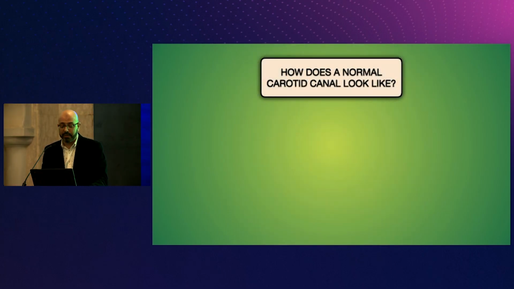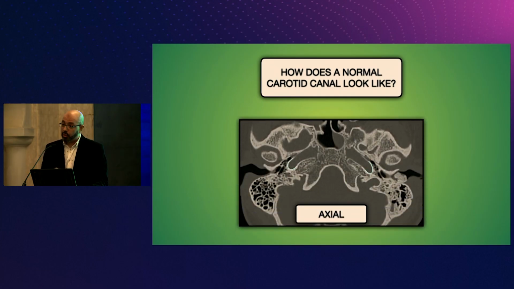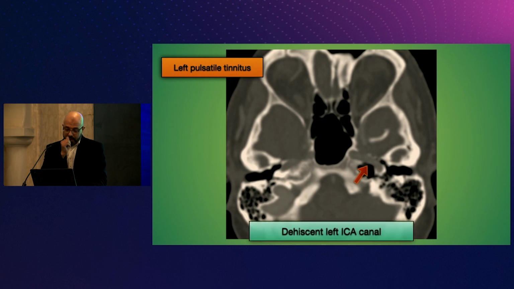So how does a normal carotid canal look? It should be well-formed all around. There's no defects there whatsoever. So this is a patient with left pulsatile tinnitus. What's wrong here? So we have a big defect on the left-hand side, the symptomatic side. The patient can hear their own carotid pulsations in their ear.